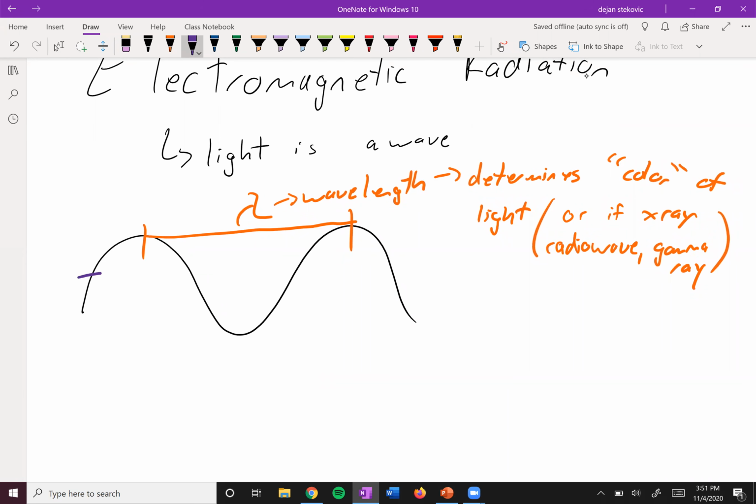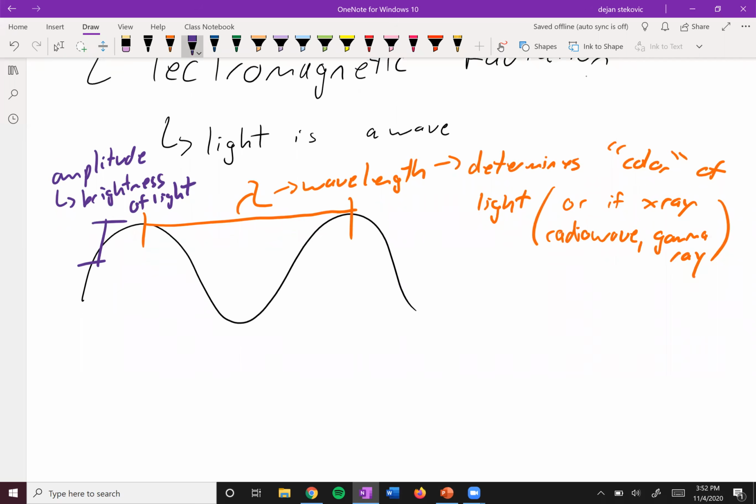So there's that component. And then the other component is kind of half the height of this. This is called the amplitude, and this is related to the brightness of the light. So the wavelength determines the color or the type of light, and the amplitude determines how bright that light is.